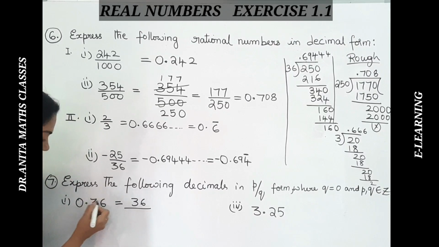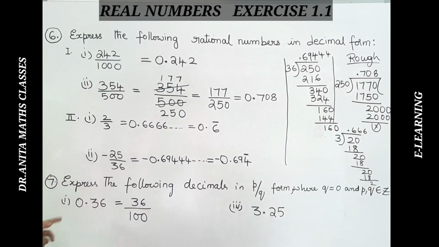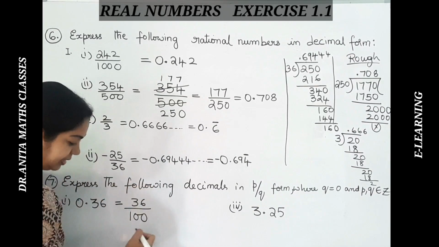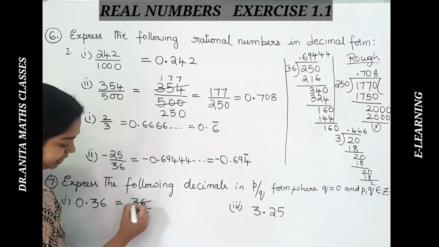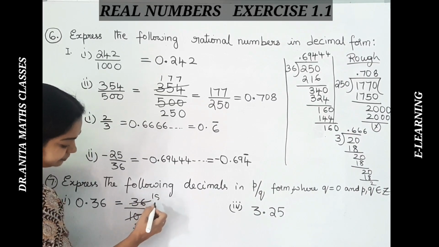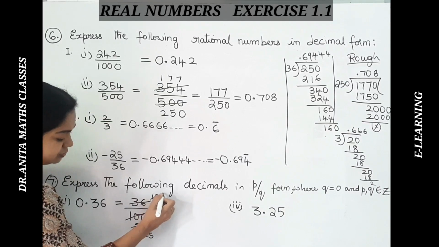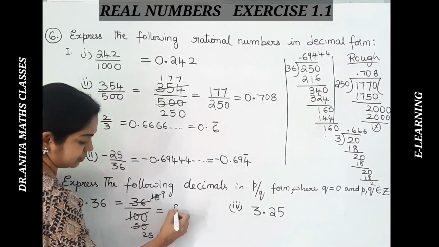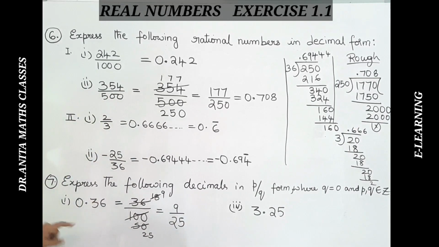To remove this, how many digits are there? 2 digits. So I can write 2 zeros, that is 100. If there is only one digit after the point, we can place 10. If there are 3 digits, we have to place divided by 1000. Now this we can simplify: 2 5s, 2 1s, 2 8s, 2 25s, 2 9s. Okay, so 9 over 25 is the p by q form of this decimal.